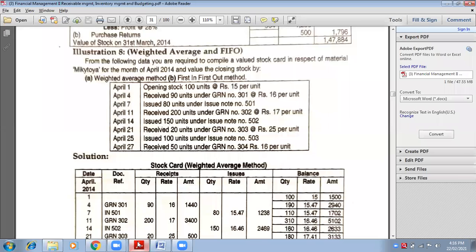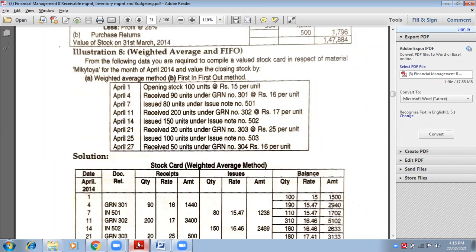Okay, next. So you can close down this date. Next date is the 14th. On the 14th, we have issued 150 units. So 150 units are issued. Receipt column will be nil. Come to the issue column. Now first 150 units are issued. So how many units do we have in the first slot? 20, ma'am. So first 20 will be issued.